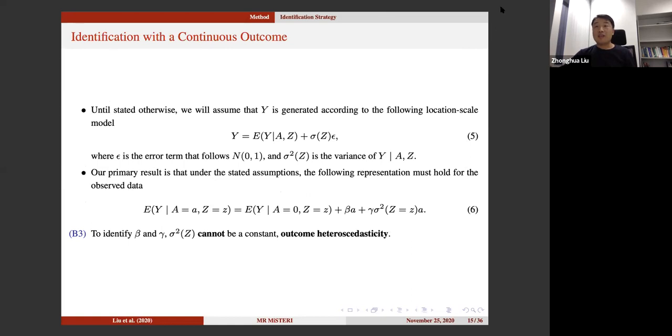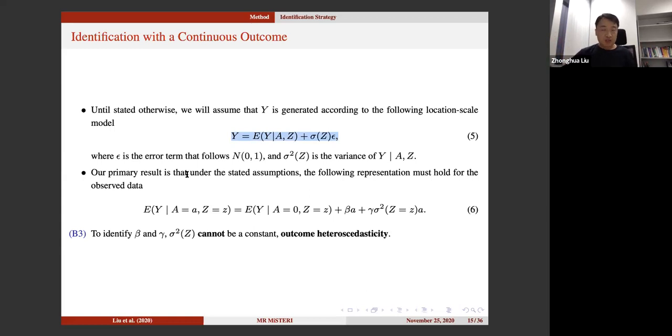Now, we still need a third assumption. Two assumptions are not enough. In this paper, we focus on continuous outcomes. So let's assume Y, the outcome, is generated according to the following location scale model. Y is the continuous outcome. It has a conditional mean here, and this is the variance. We assume this error term epsilon follows a standard normal, normal 0, 1, mean 0 and variance 1, and this is a key assumption. And sigma square Z is the variance of Y conditional on A and Z. So this is a simple location scale model, with mean and variance.